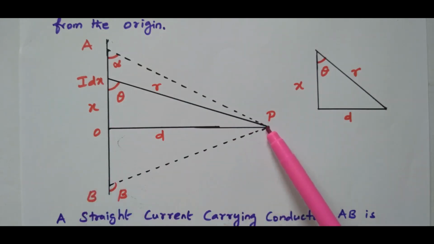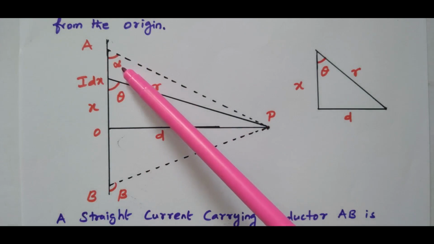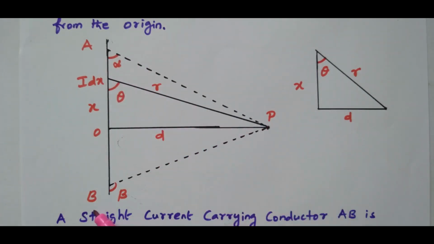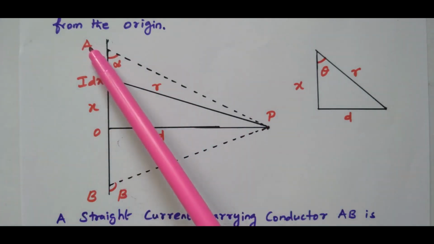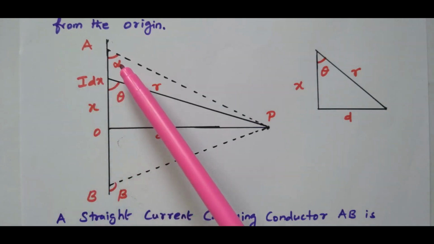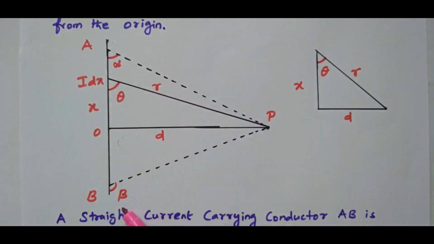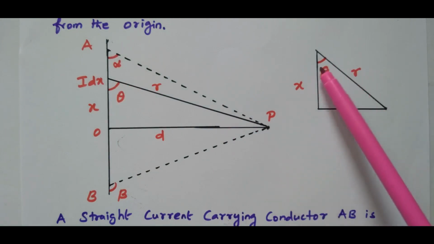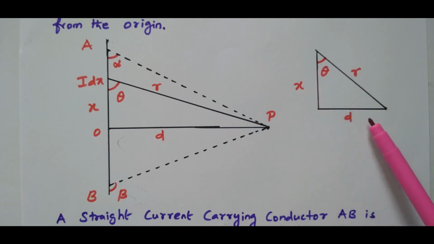The angle between this point P and A is alpha, and between point P and point B is beta. So the length AB is equivalent to the angles alpha and beta. For the calculation we need this triangle, so this triangle is drawn separately. The sides are d, x and r, and this will be angle theta. Now we'll see the description.